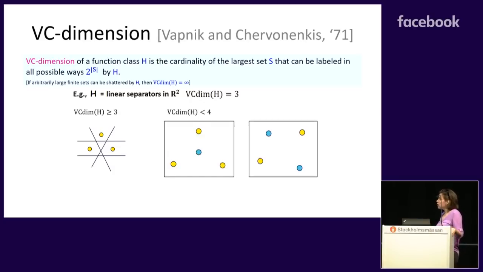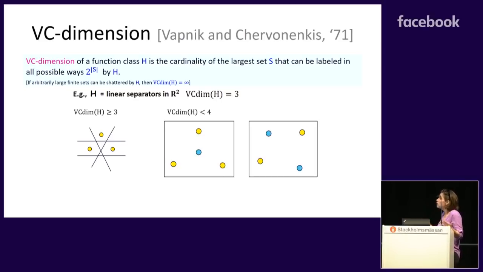But we can also show that no set of 4 points can be labeled in all possible ways by linear separators in R^2. In particular, there are just 2 cases. If one of the points lies inside the convex hull of the others, then we cannot achieve the labeling where this one is negative and all these other 3 points are positive. Or if none of the points lies in the convex hull of the others, then we cannot achieve the labeling where these 2 opposite points are labeled as positive, and the other two opposite points are labeled as negative.